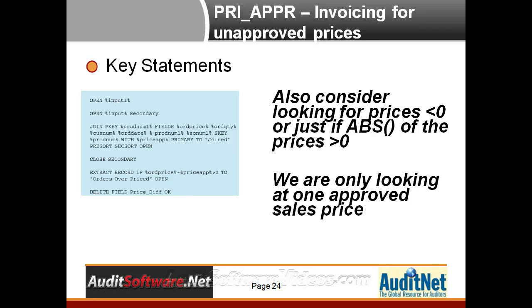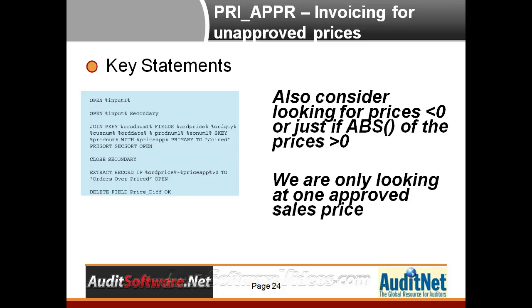The PRI APPR test, invoicing for unapproved prices, will take an approved price listing and match that up to the invoice file. So we're going to join those two together, which is happening on the left-hand side of the screen here, where I took a snippet out from the revenue test set. And we're creating that file joined.